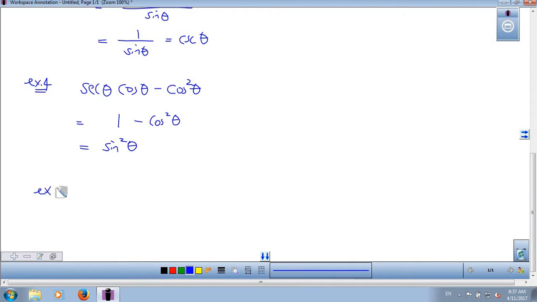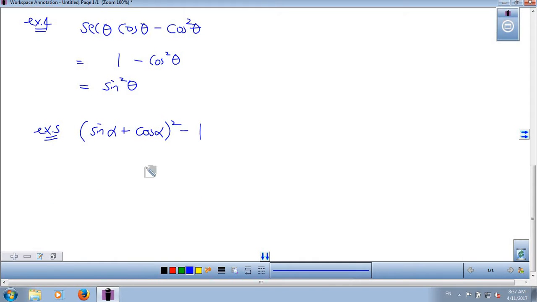Alright, let's try something a little bit more complicated. Sometimes you just need to use algebraic methods as well, like factoring, opening up a square. Okay, so take a look at this.